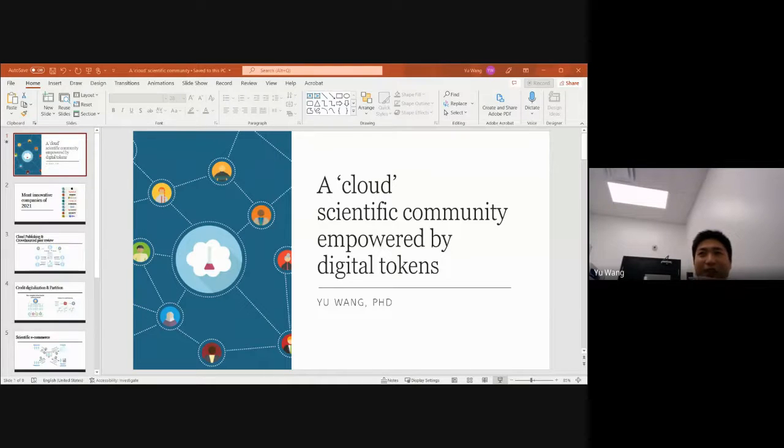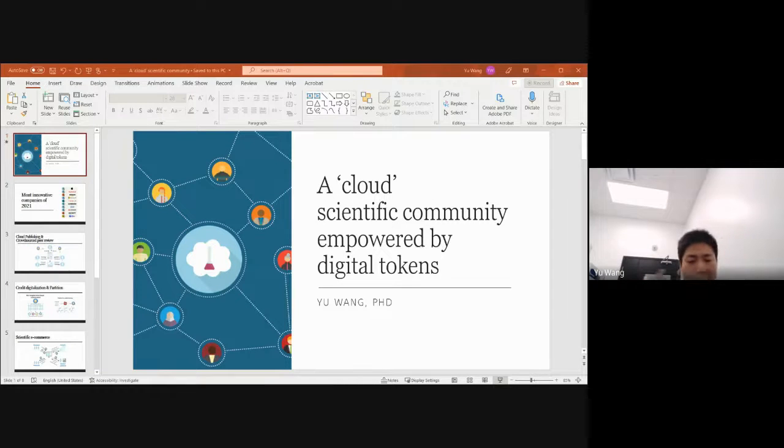Before I started, there's a quick interesting thing here. As Patrick mentioned, this publication was published as an original article. And actually, we were trying to publish it before in bioRxiv. It was rejected by bioRxiv because they think there is no data in it. But I'm really glad this platform provides a more open community to publish things without data. So the title of the essay we wrote is A Cloud Scientific Community Empowered by Digital Tokens.